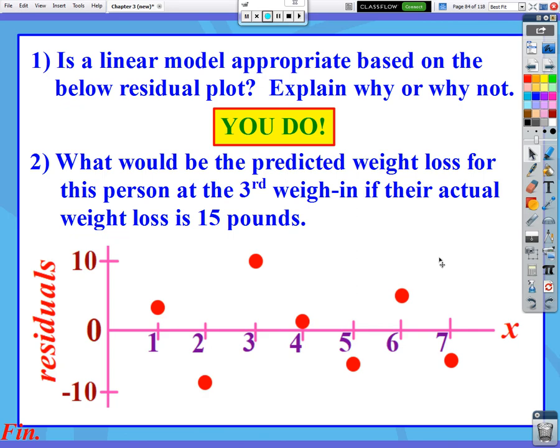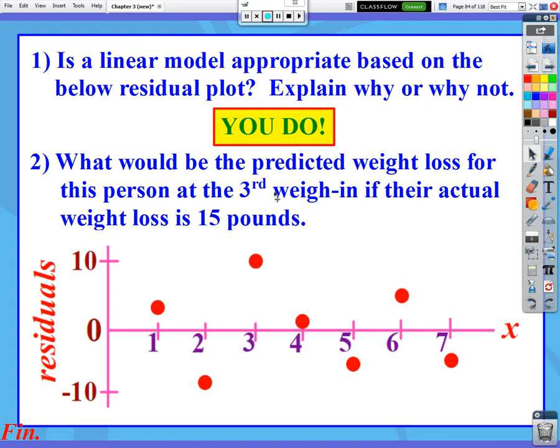So now I want to leave you with a couple questions here. So here's another residual plot. And my first question to you is, is a linear model appropriate based on the below residual plot? Explain why or why not. And the second question I have for you is, what would be the predicted weight loss for this person at the third weigh-in if their actual weight loss is 15 pounds?